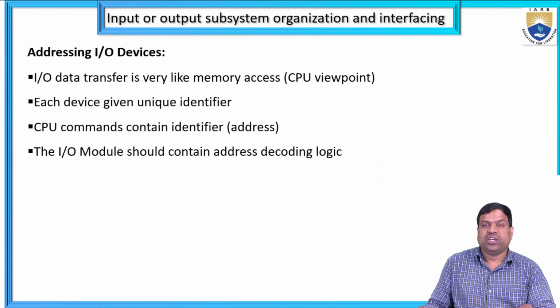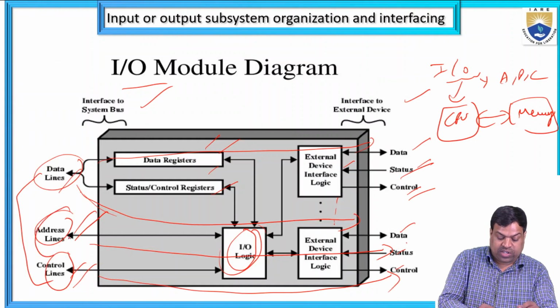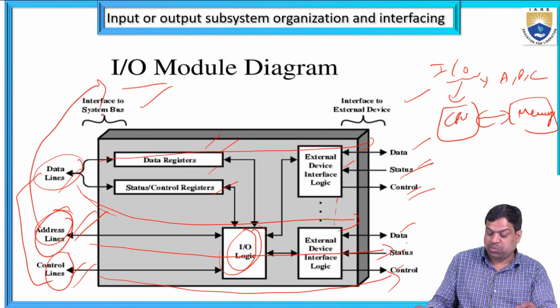So what does addressing input-output devices mean? Input-output data transfer is very like memory access from the CPU viewpoint. Each device is given a unique identifier. CPU commands contain the identifier or address, and the input-output module should contain address decoding logic. So when I go for the address of input-output, it is about the address lines of the CPU.